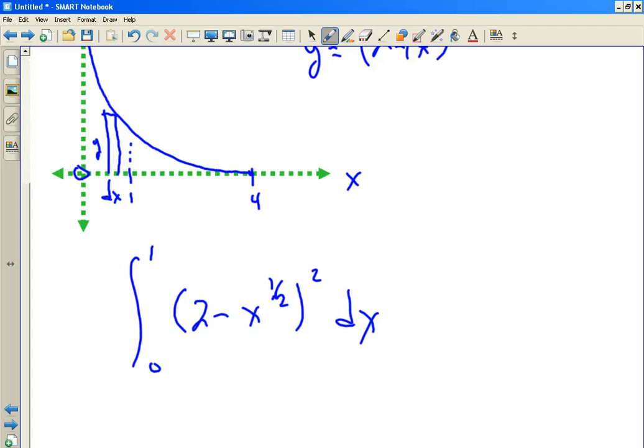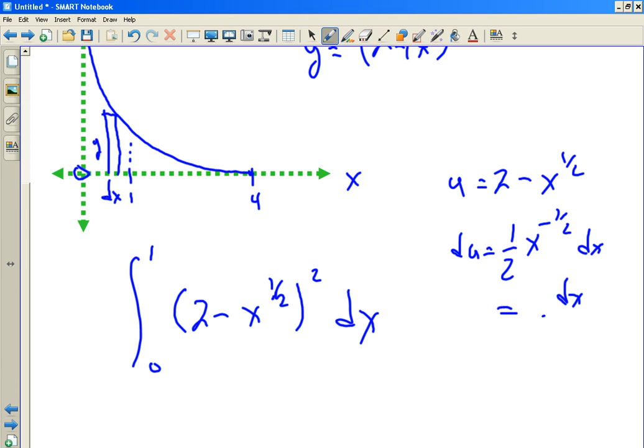Chain rule? Okay. So, chain rule isn't going to work, right? Why not? Because if u is the inner function, what's du? It's much more complicated than what I had. If u is 2 minus x to the 1/2, then du is 1/2 x to the negative 1/2 dx. In other words, dx over 2 over rad x. There's nothing in here that matches that. I don't have any rad x down here. Okay? So this is not a u sub.